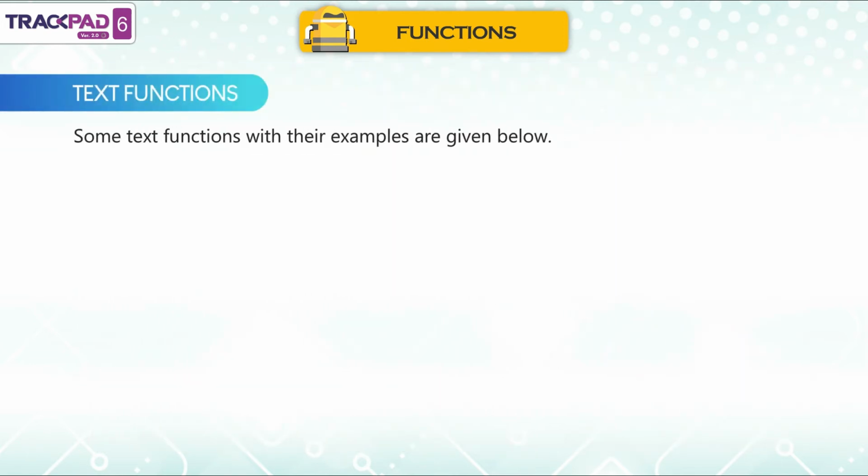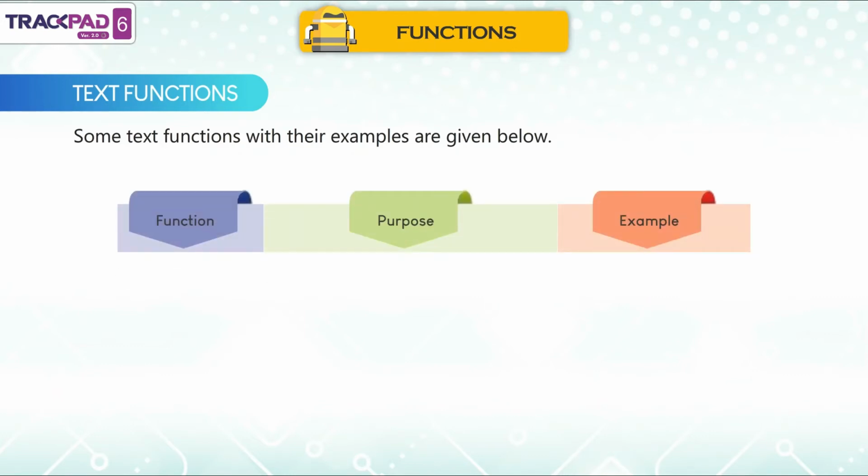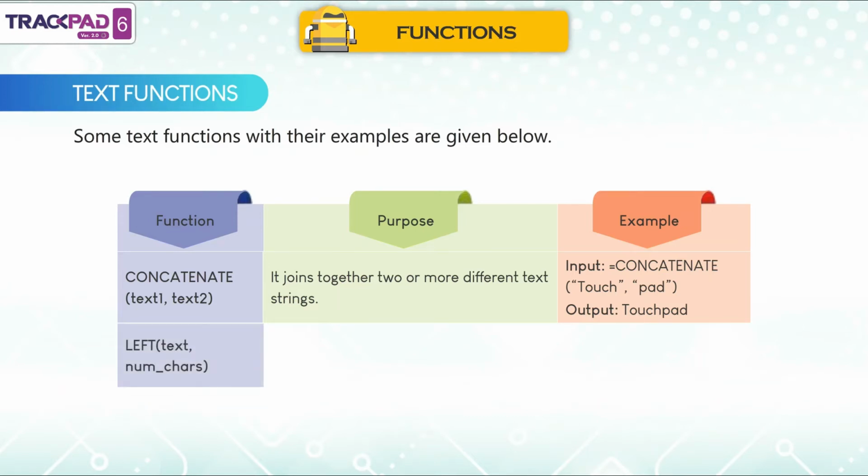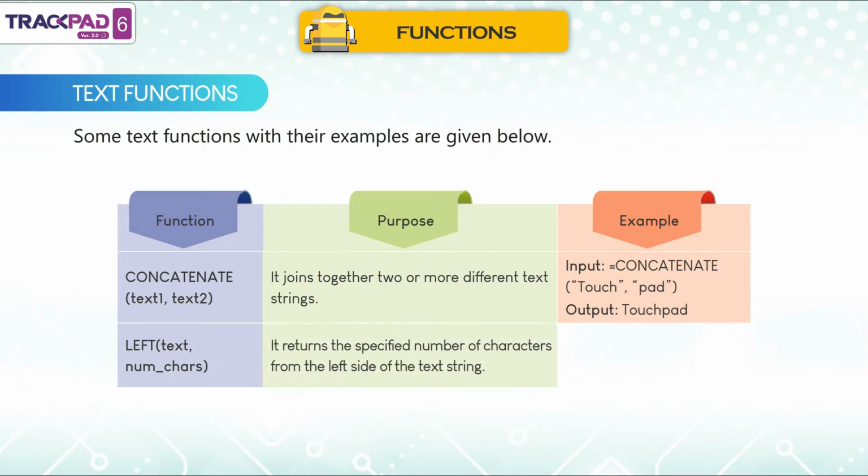Text functions. Some text functions with their examples are given below. Function with their purpose and example. CONCATENATE(text1, text2). It joins together two or more different text strings. Input: =CONCATENATE("touch","pad"). Output: touchpad. LEFT(text, num_chars). It returns the specified number of characters from the left side of the text string. Input: =LEFT("touch",3).